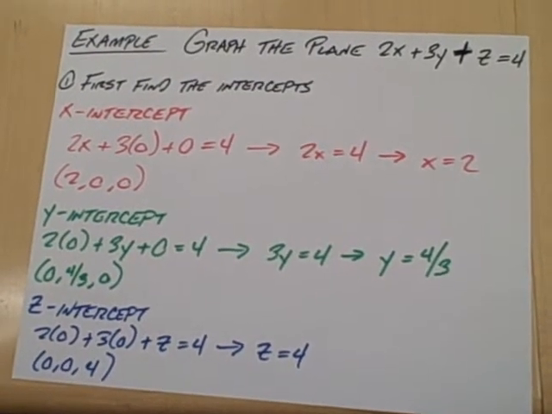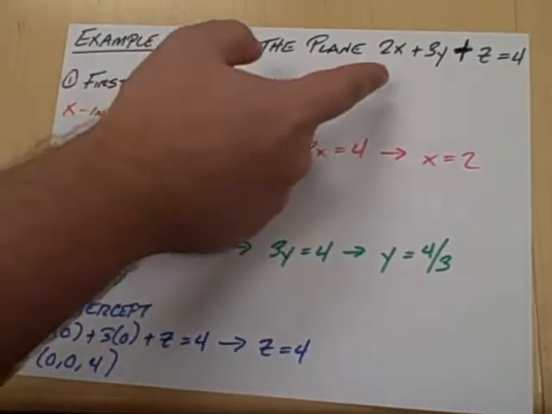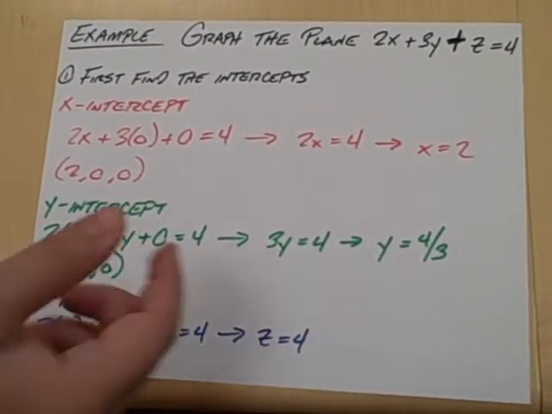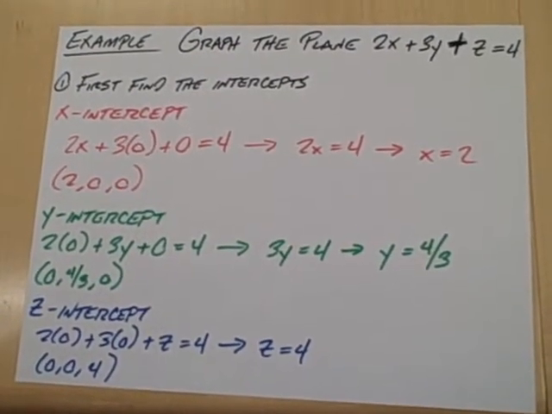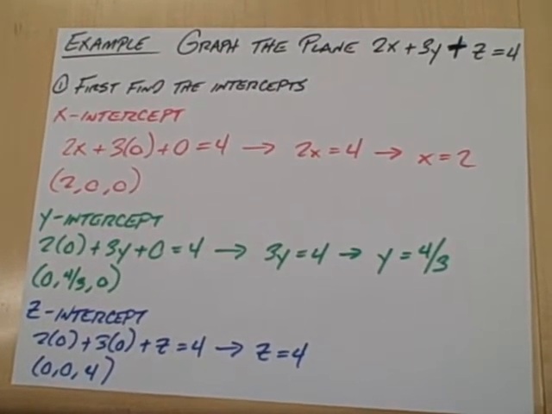My y-intercept follows the same idea. It occurs when x is 0 and z is 0. So I plug into the original equation and simplify. I get 3y = 4, divide both sides by 3, and I find that y = 4/3. So my ordered triple for the y-intercept is (0, 4/3, 0).